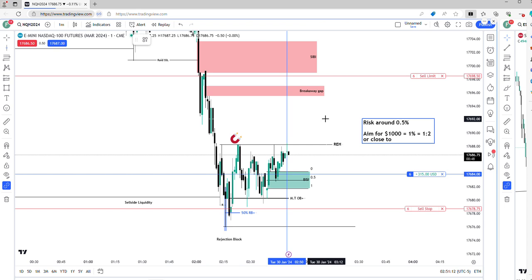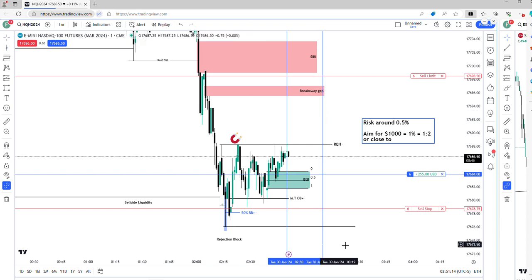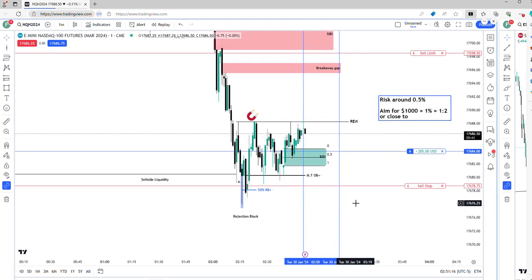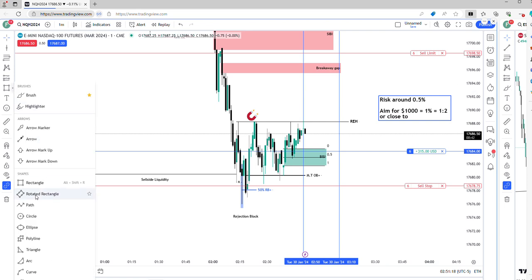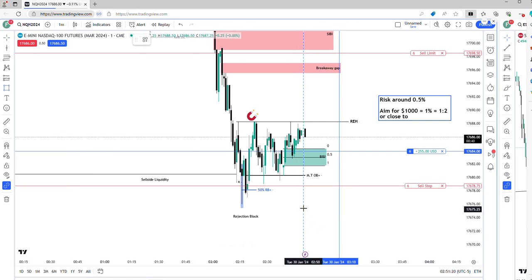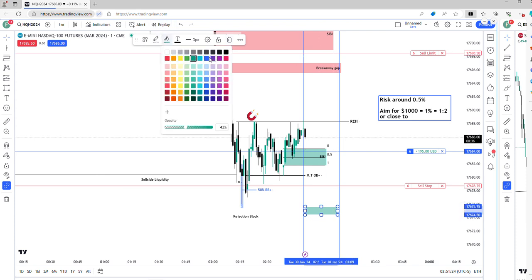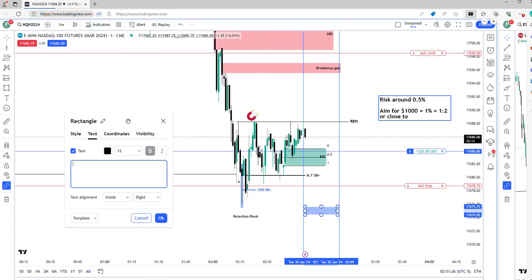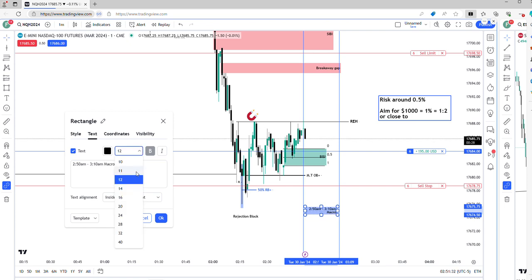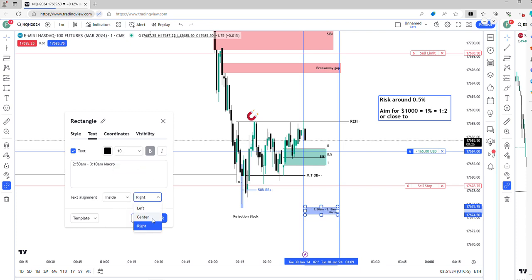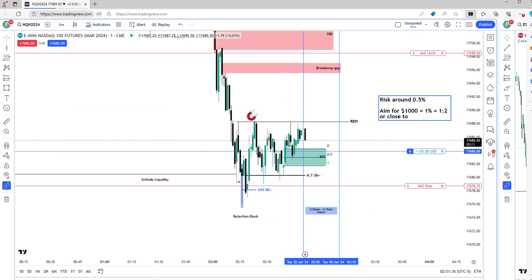So 2:50 to 3:10. Obviously 3 o'clock's the start of silver bullet. There's a macro, so we're going to mark that out in time, just so you guys can see. Put that in blue. This is the 2:50 a.m. to 3:10 a.m. macro. Just make that a little bit smaller. So that's what we're kind of working with here. So we'll see what this macro does, and then obviously we'll come back in silver bullet hours and see what the price wants to do.